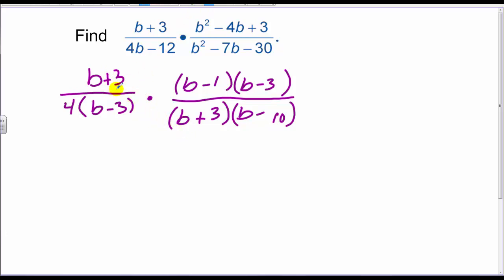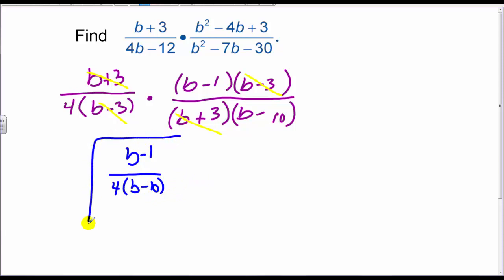So you'll see I have a b plus 3 that reduces, b minus 3 that reduces, and then that's all I have that's in common. So my final solution is b minus 1 over the quantity of 4 times b minus 10. And I can leave all those solutions in factored form.